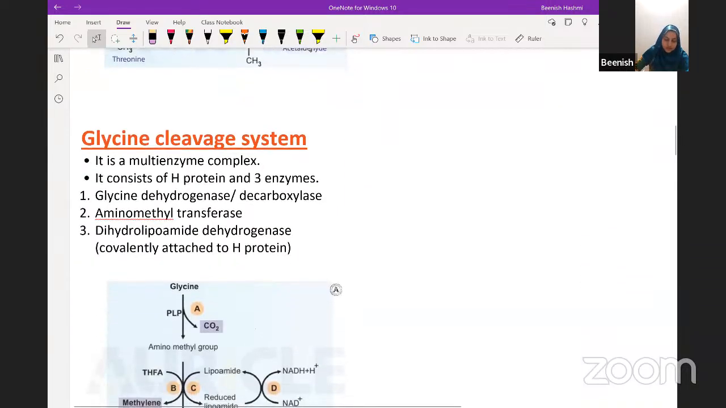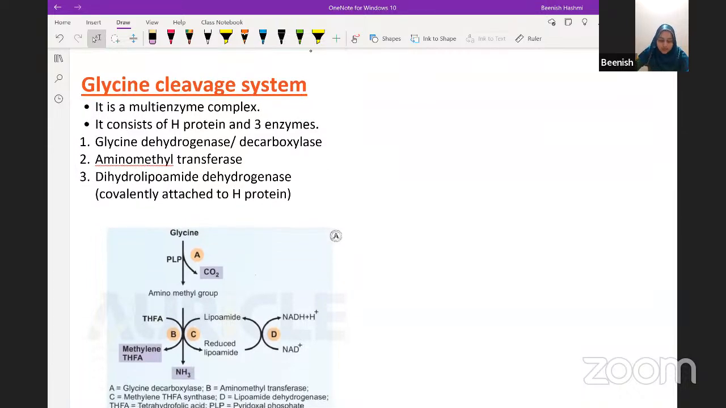Now let's talk about the glycine cleavage system. It is a multi-enzyme complex. It consists of H protein and three enzymes. What are the three enzymes? They are glycine dehydrogenase or glycine decarboxylase, aminomethyltransferase, and dihydrolipoamide dehydrogenase, which is covalently attached to H protein.